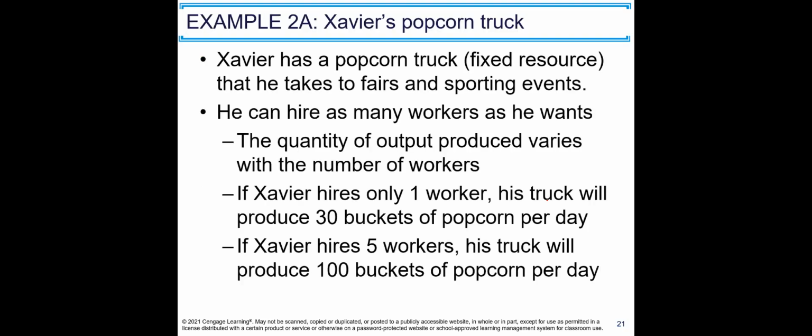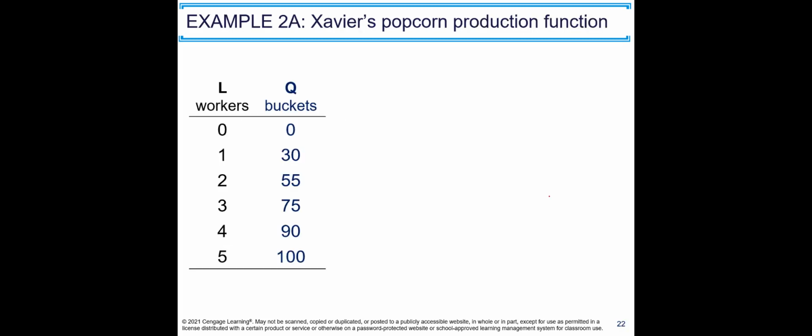Let's see this example. Xavier has a popcorn truck, which is a fixed resource that he takes to fairs and supporting events. He can hire as many workers as he wants. The quantity of output produced varies with the number of workers. If Xavier hires only one worker, his truck will produce 30 buckets of popcorn per day. If Xavier hires 5 workers, his truck will produce 100 buckets of popcorn per day. So let's see Xavier's popcorn production function.